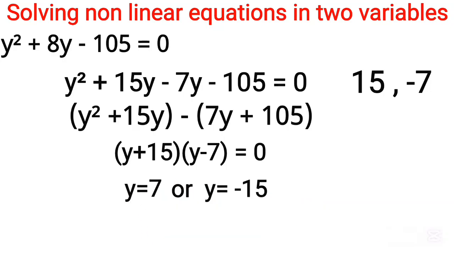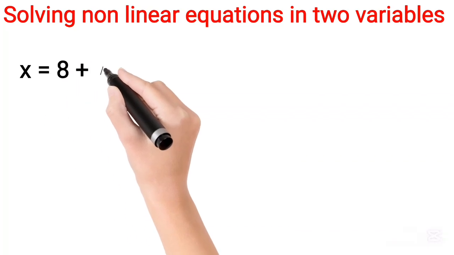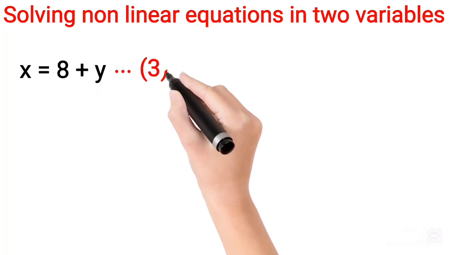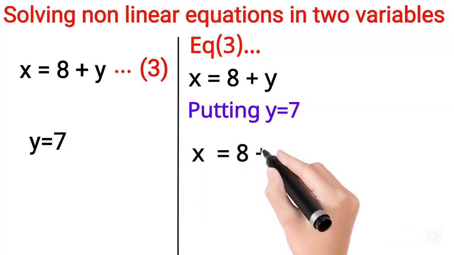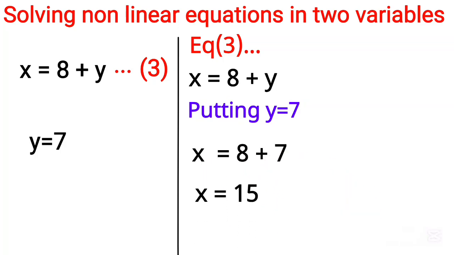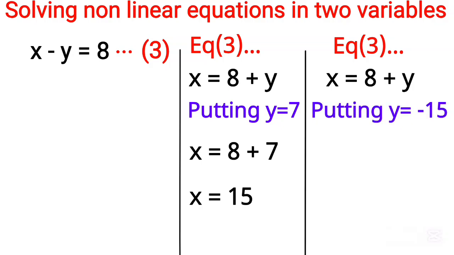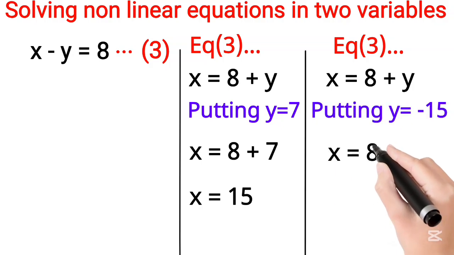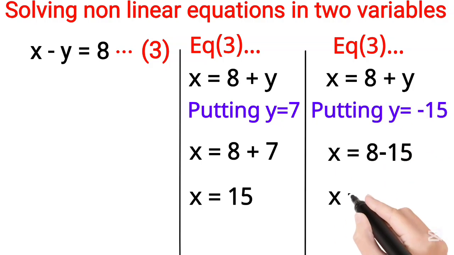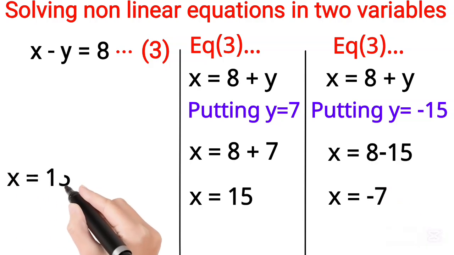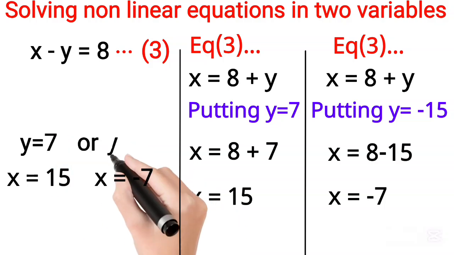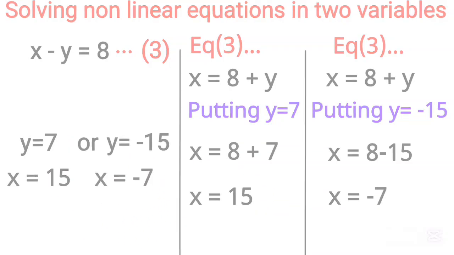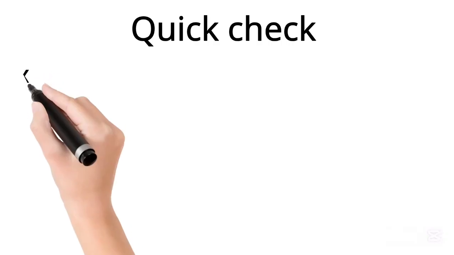Now go back to equation 3. x equals 8 plus y. Substitute y equals 7 into equation 3. x equals 8 plus 7. x equals 15. Substitute y equals negative 15 into equation 3. x equals 8 minus 15. x equals negative 7. So our answers are x equals 15, y equals 7, or x equals negative 7, y equals negative 15. Now let's quickly check our answer using equation 1.